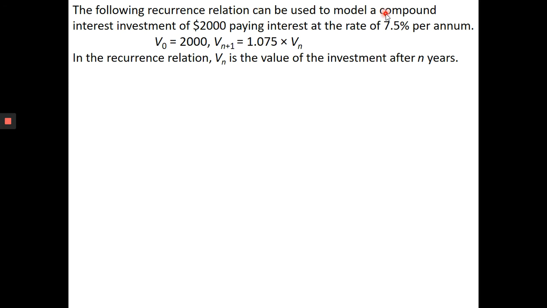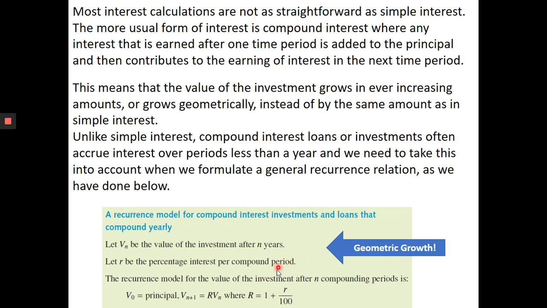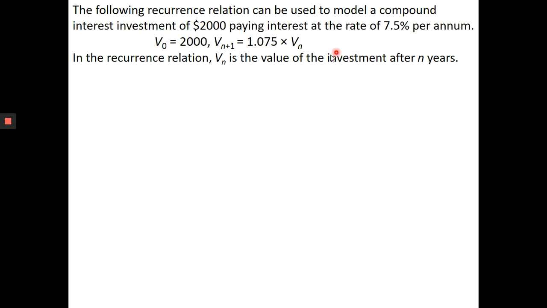The following relation can be used to model a compound interest of $2,000 at 7.5% per annum. So 2,000, we know where that 2,000 comes from. Where does that 1.075 come from? Well, it comes from here. 1 plus R over 100. So 1 plus 7.5 over 100. Do that on your calculator. 1 plus 7.5 over 100, 1.075. So that's where that comes from.